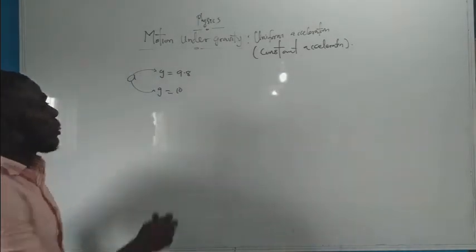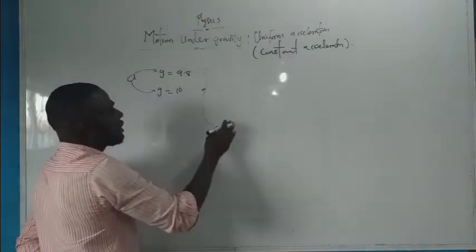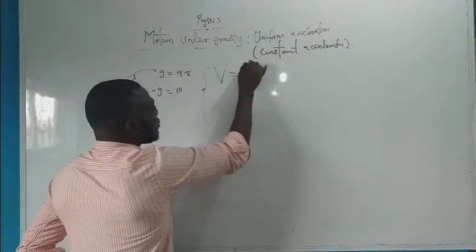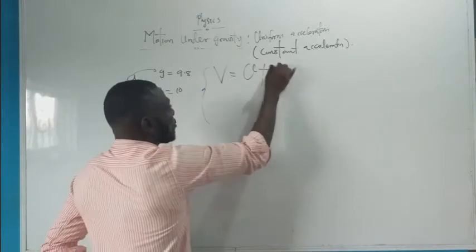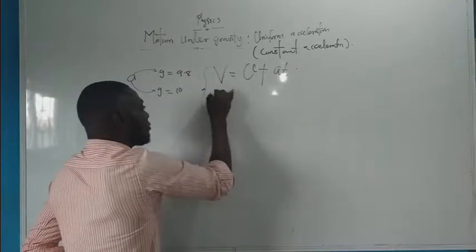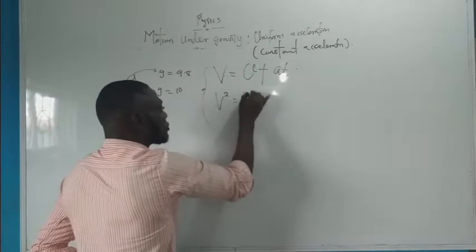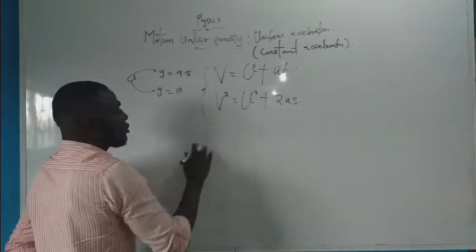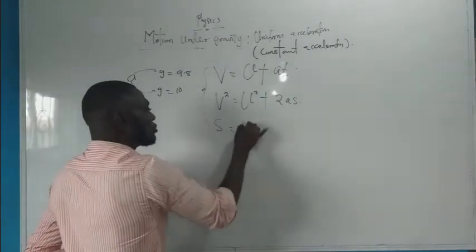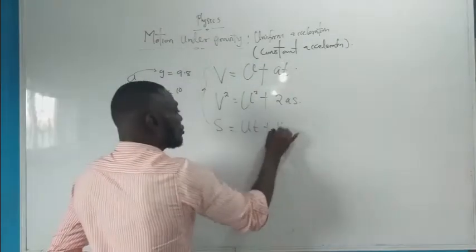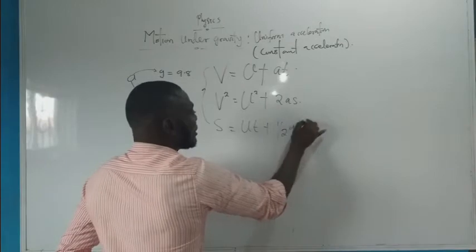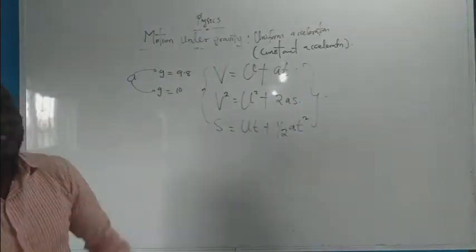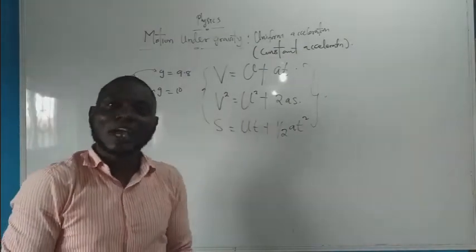Also, let's take note of these three equations of motion that we have. V equals U plus AT. We have V squared equals U squared plus 2AX. And the third one, S equals UT plus 1/2 AT squared. These are the three equations of motion that we have, okay?